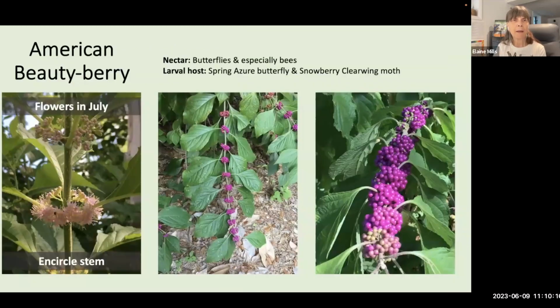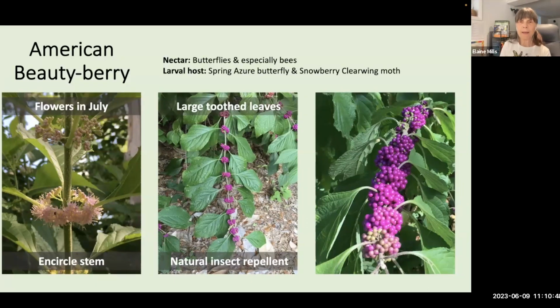American beautyberry has lovely lavender to pink flowers in July, and those of the native species are going to completely encircle the stem. They'll provide nectar to butterflies and especially to bees. American beautyberry, unlike the Asian species, has very large toothed leaves. It will serve as a larval host to the spring azure butterfly and the snowberry clearwing moth.